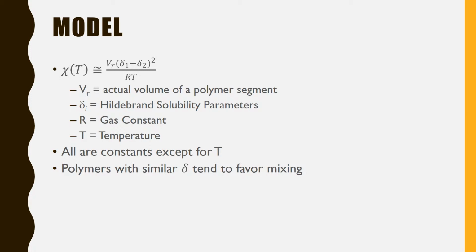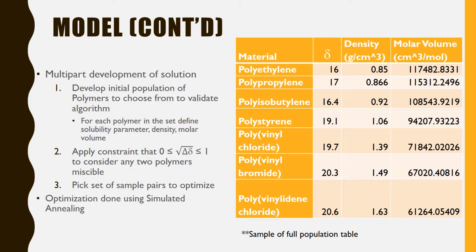So chi of T is equal to the volume of a polymer segment times the difference between the two solubility parameters of the polymer squared, divided by Boltzmann's gas constant times temperature, all of which are constants except for T. And we know that polymers with a similar solubility parameter tend to favor mixing.